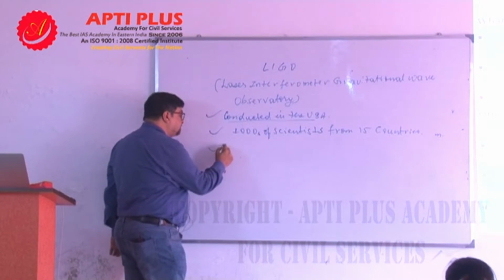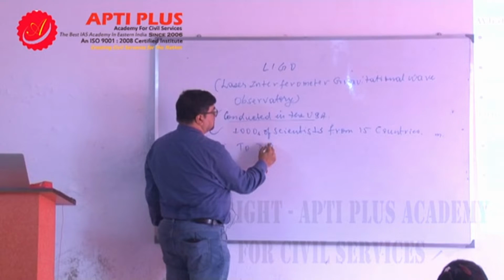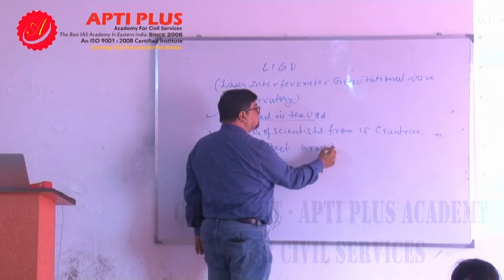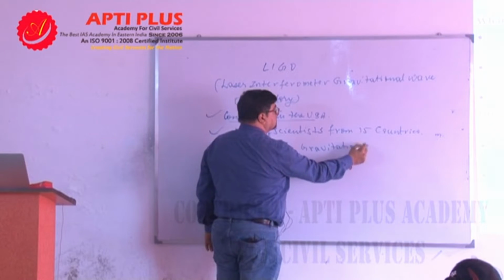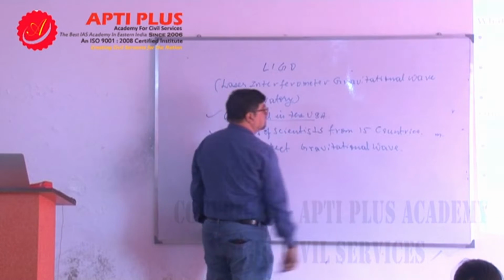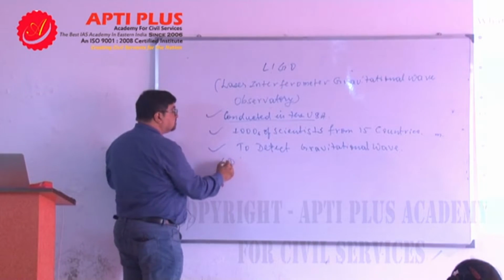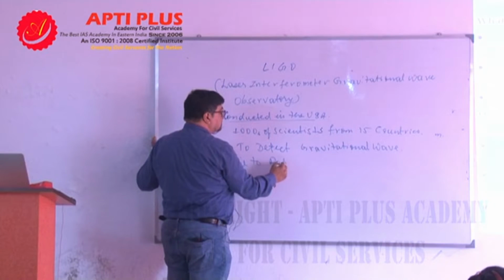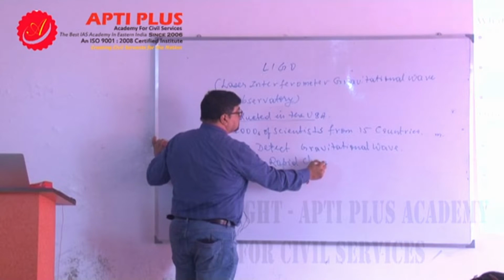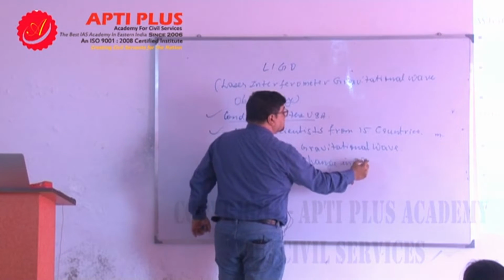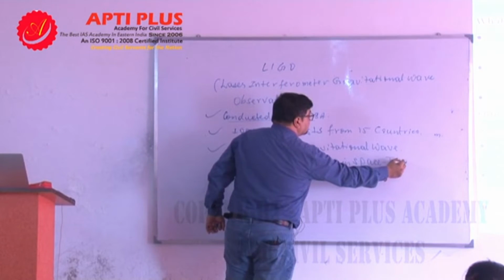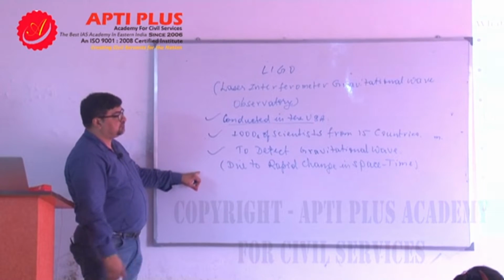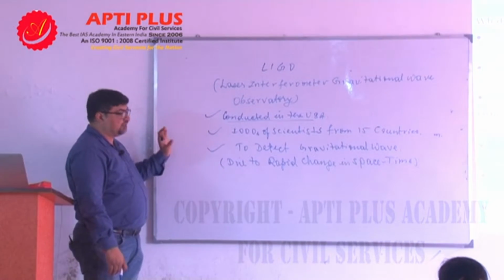What was the objective? The objective was to detect very weak gravitational waves as predicted by Albert Einstein's general theory of relativity. How does a gravitational wave come? It is due to rapid, fast changes in space-time. Something called ripples, just like when you throw a pebble in water, the ripples are there. Change in space-time fabric, that is where the gravitational wave is.